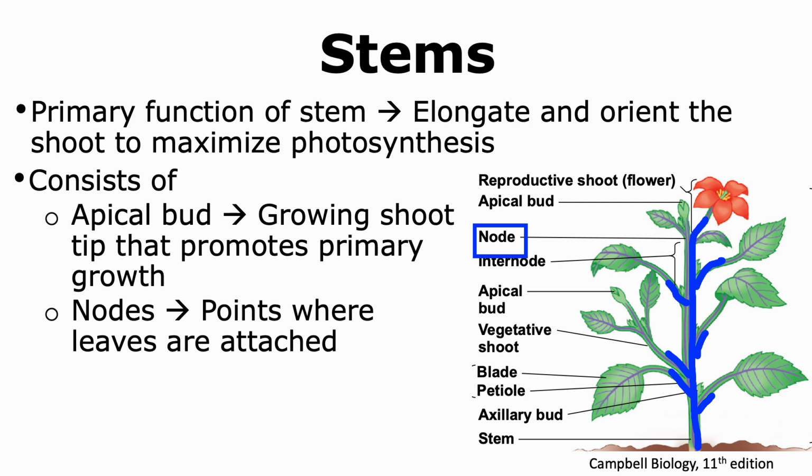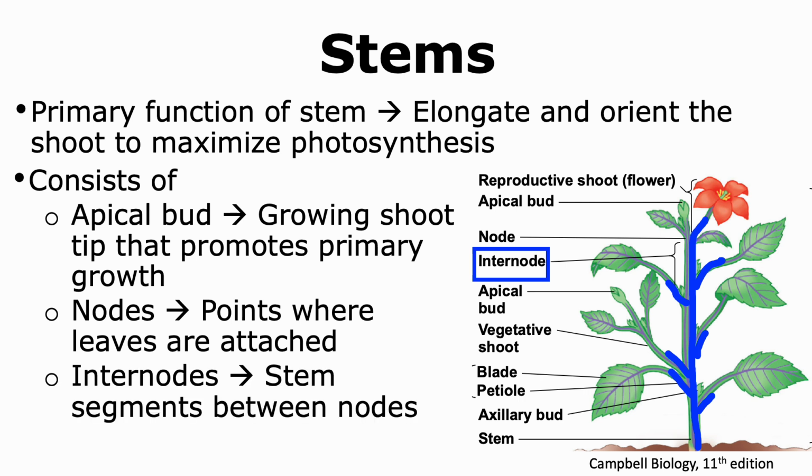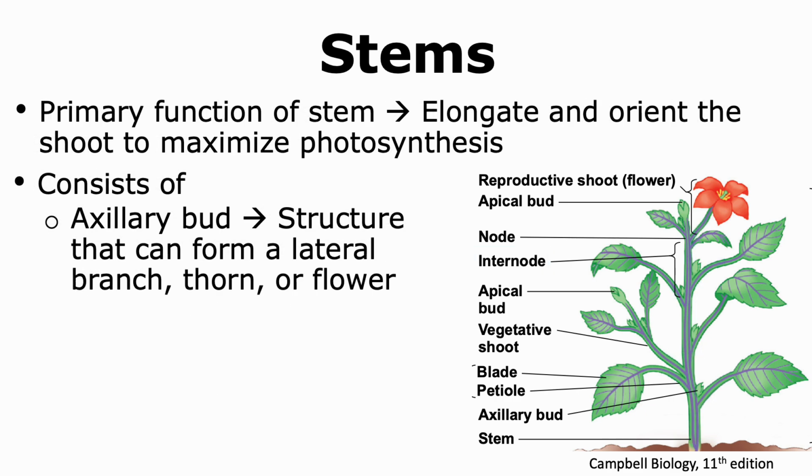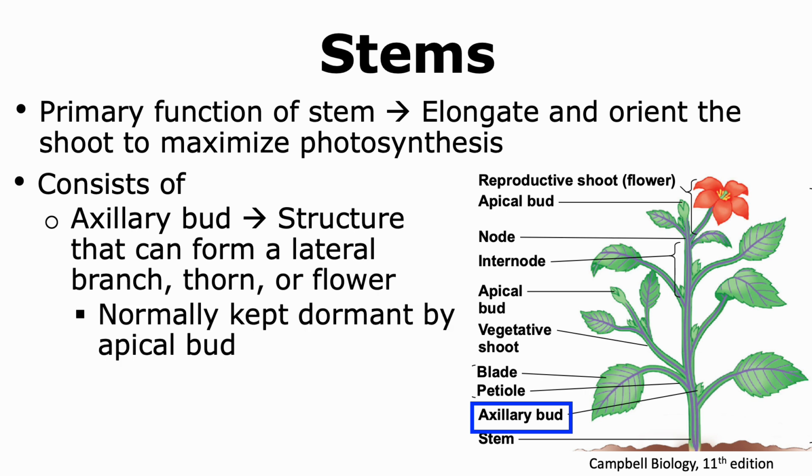The nodes are places where the leaves are attached. The region between two nodes is the internode. Where the leaf meets the node, we can find the axillary bud. The axillary bud can differentiate to form a lateral branch, a thorn, or a flower. It is usually kept dormant by the apical bud, and if the apical bud is cut off, the axillary bud can give rise to lateral branches.